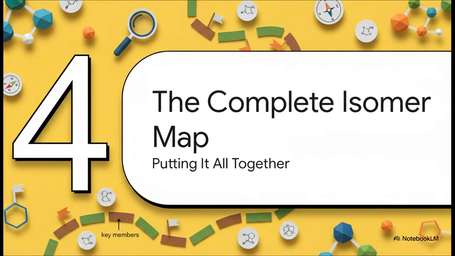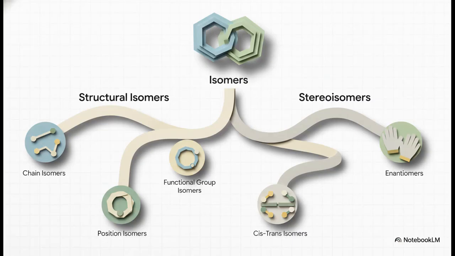Phew! Okay, we have now traveled down both of the main branches, and we've met all the key members of the isomer family. So now, let's take a step back and look at our complete map all put together. And there it is, the whole picture. It's so important you know this chart. Isomers split into 2 big groups: structural isomers, where the atoms are connected differently, and stereoisomers, where the 3D layout is different. And then within each of those, you have the specific types we've just covered. This chart is basically your guide to solving any isomerism problem they throw at you in the DSC.